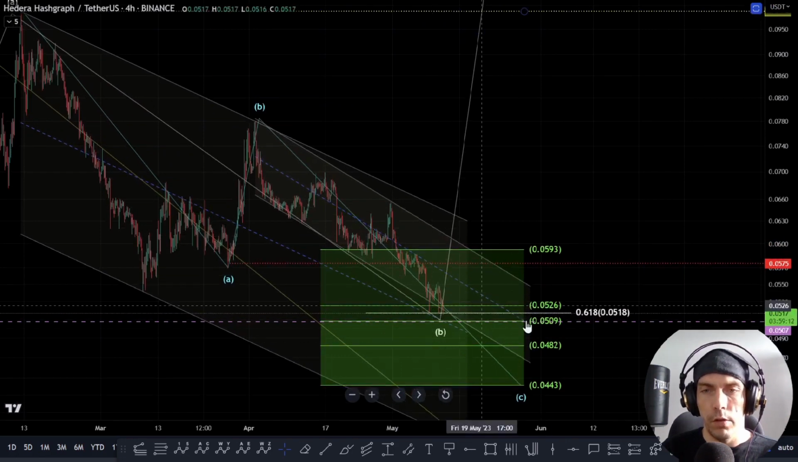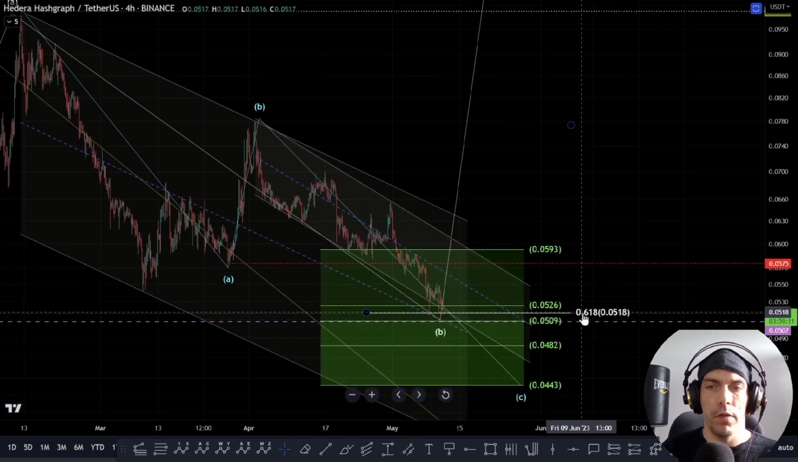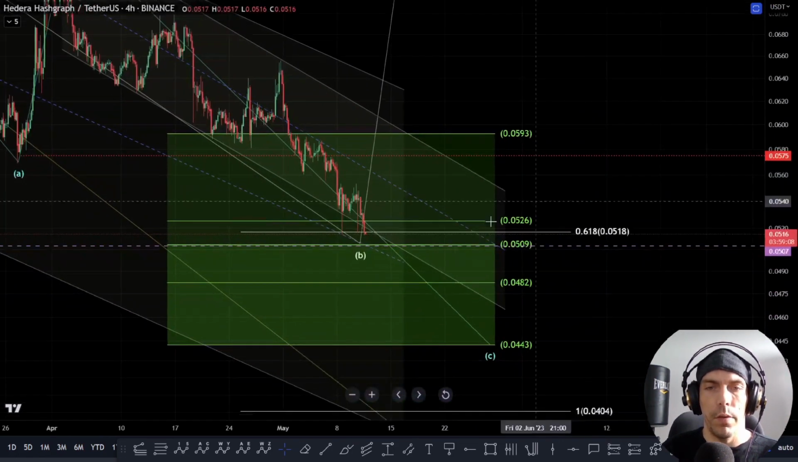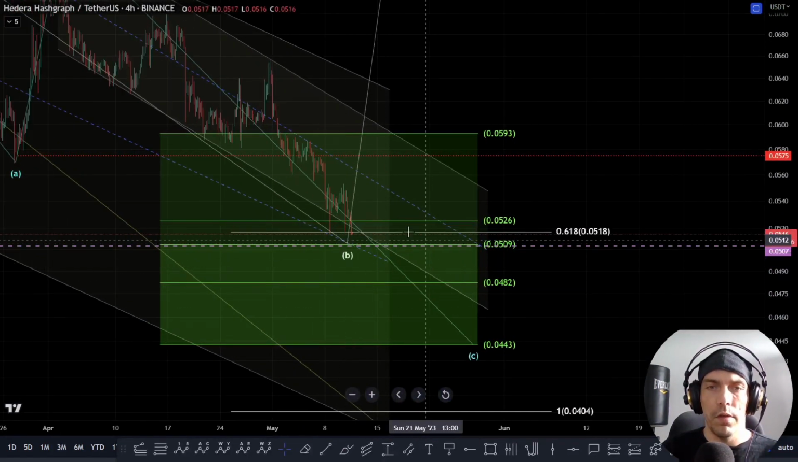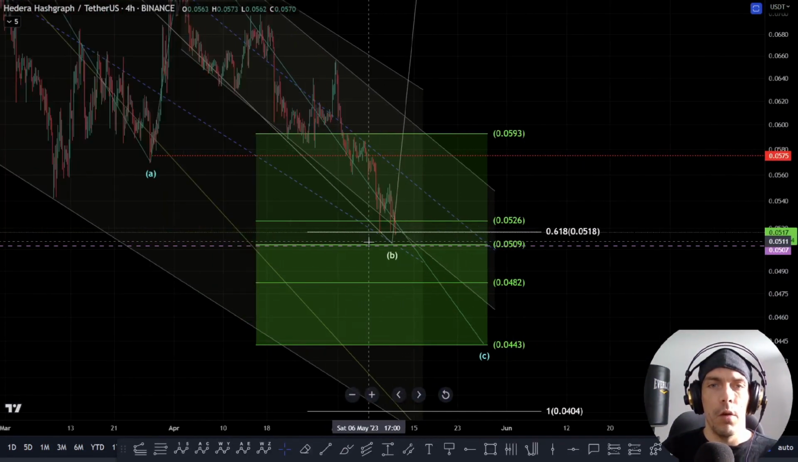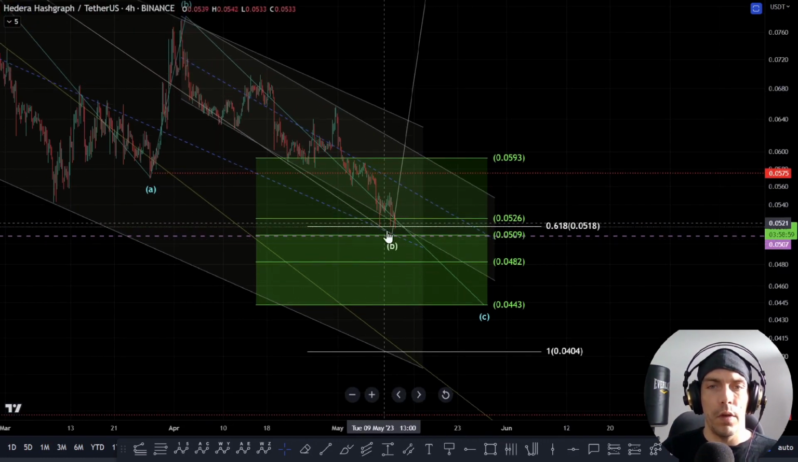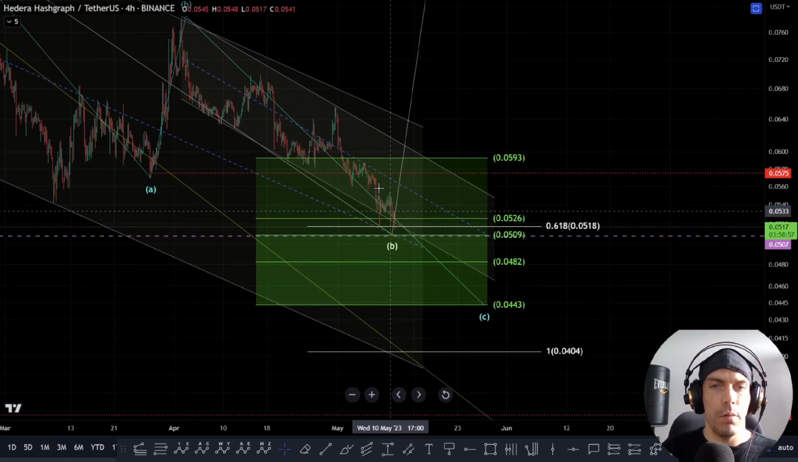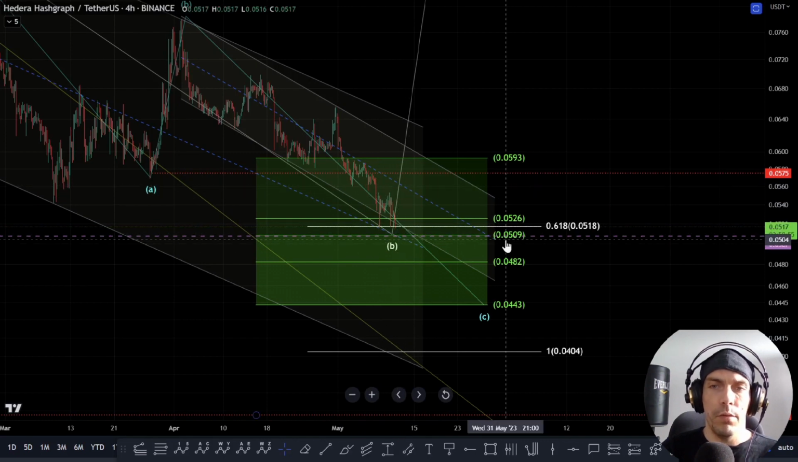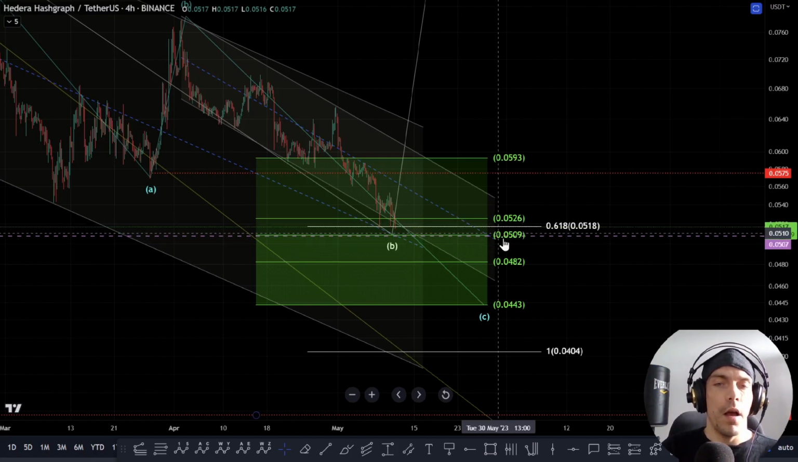Now we do have an interesting zone here that we've just interacted with, which is the 0.618, which is sitting here at this 0.518. Now, we do have some of the levels here which are quite interesting. We have also interacted with the bottom of this smaller channel here, and we've come through this 618. So I want to see whether we get a reaction off this, particularly if we come down to the 0.65 area, which is actually at this 0.509.